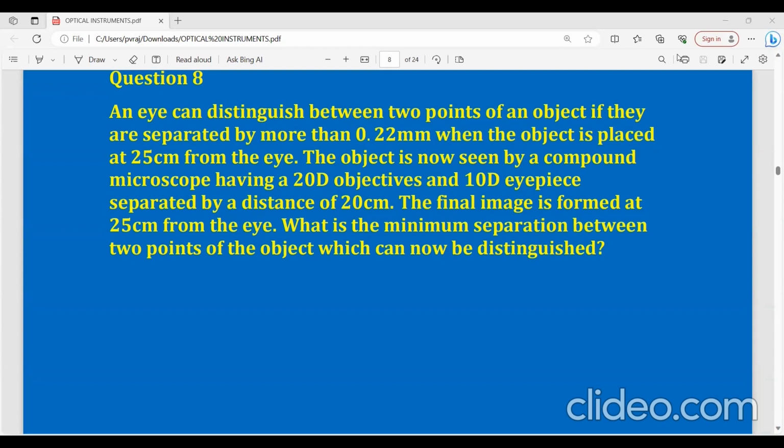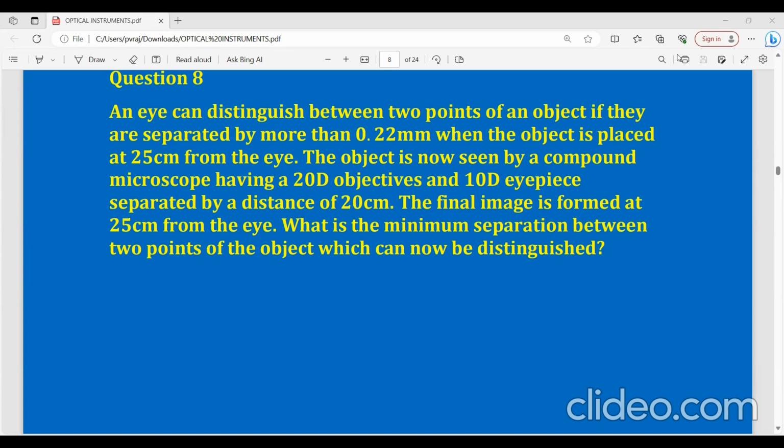And I can distinguish between 2 points of an object if they are separated by more than 0.22 millimeters, when the object is placed at 25 centimeters from the eye. See that this is nothing but about resolving limit and resolving power. So to see the two objects separately, what should be the minimum distance directly if you want to see? That is 0.22 millimeters given.